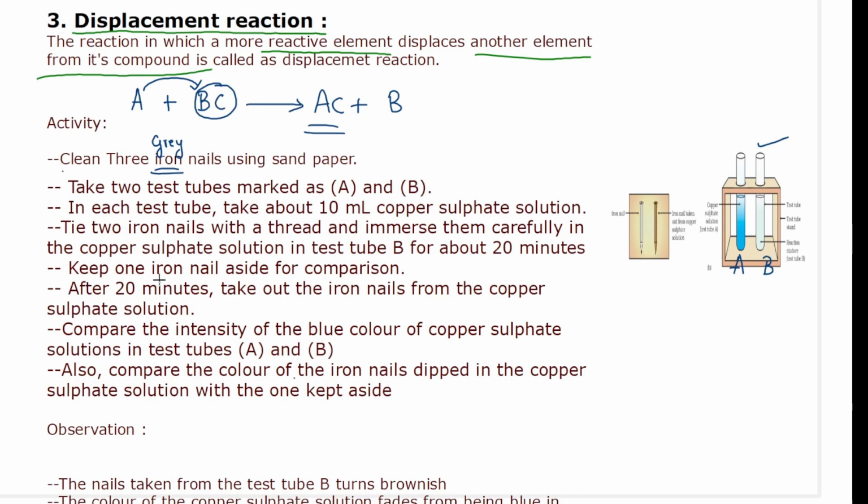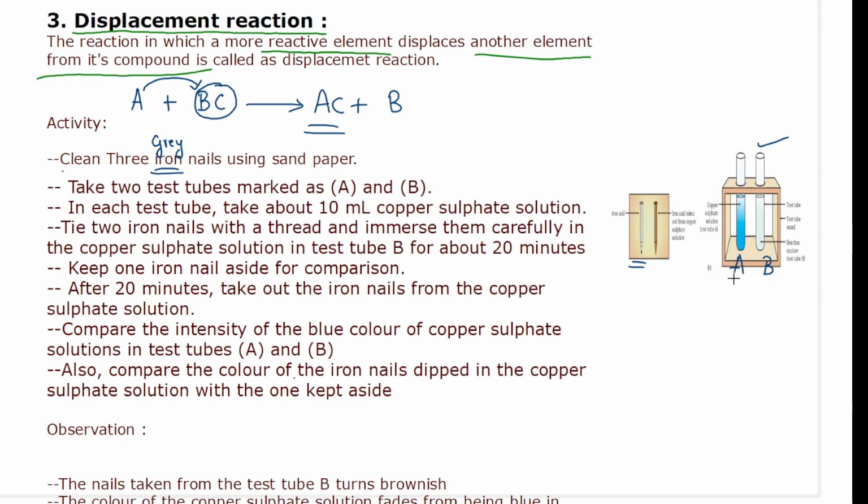Now, keep another iron nail aside for comparison. We have taken another iron nail in order to compare the initial color with the color of the iron nail after the reaction. After 20 minutes, take out the iron nails from the copper sulphate solution. Those iron nails which were dipped in test tube B are taken out after 20 minutes. Compare the intensity of the blue color of the copper sulphate solution in test tubes A and B.